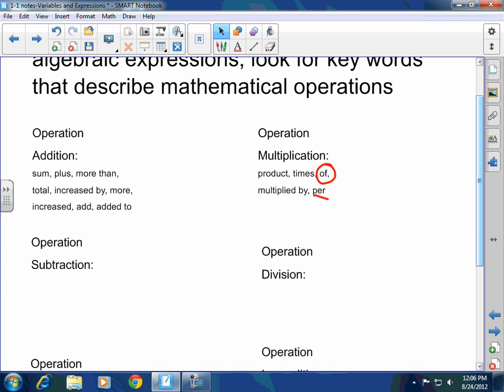What I told you, the class trip of 25 students cost $1,000. How much was it per student? What would that per indicate? Division, very good. So it depends on the sentence for that.